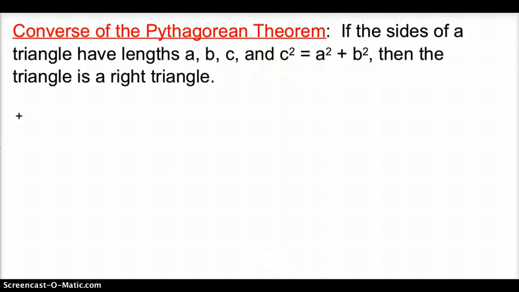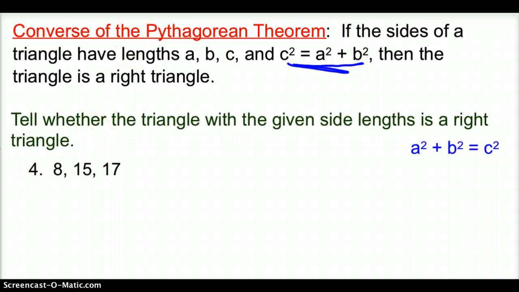Last example, the converse of the Pythagorean theorem. Now it states if the sides of a triangle have the lengths a, b, c, just like the Pythagorean theorem, and this is true, so the hypotenuse squared equals the sides squared and added up, then it is a right triangle. Right? So let's see what we can do with this. We're asked to tell whether the triangle with the given side lengths is a right triangle.